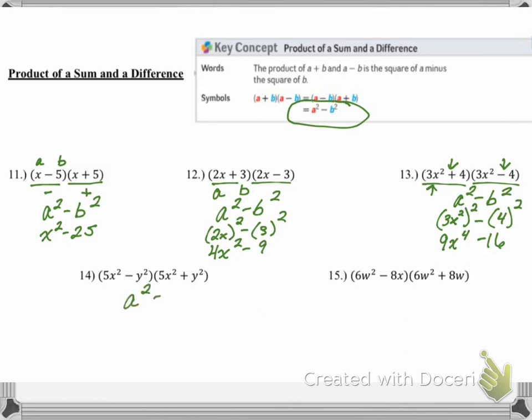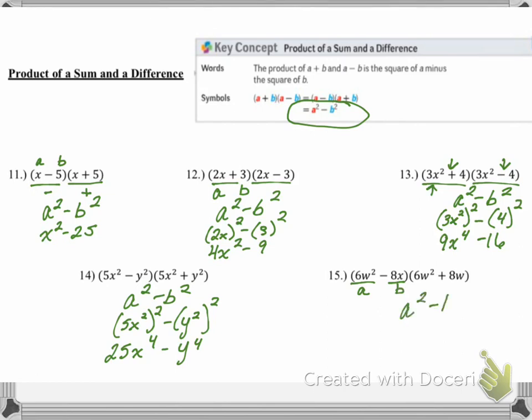So again, we've got a squared minus b squared. My a is 5x squared. I'm going to square that. And my b value is y squared. And so your answer should be 25x to the power of 4 minus y to the power of 4. And finally, number 15. So again, there's your a, there's your b, and we got the formula a squared minus b squared. If I square 6w squared, that should give you 36w to the power of 4 minus, and then 8x squared is 64x squared.